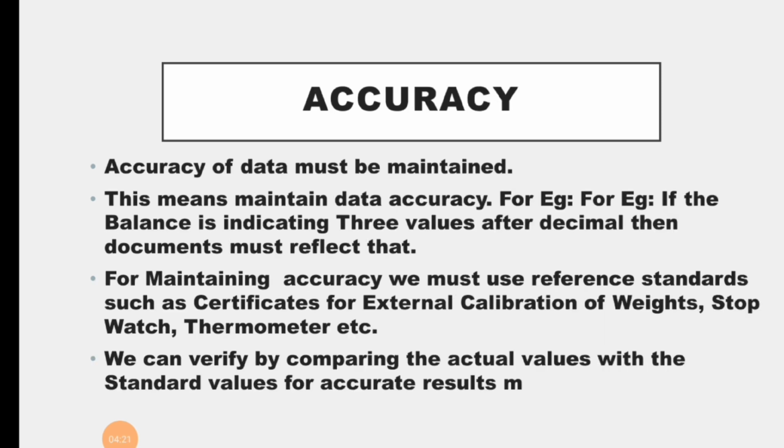Accuracy. The accuracy of the data must be maintained. This means data accuracy. For example, if the balance is indicating 3 values after the decimal, then the documents must reflect that. For maintaining accuracy, we must use reference standards such as certificates for external calibration of weights, stopwatch, thermometers, etc. We can verify by comparing the actual values with the standard values for accurate results.